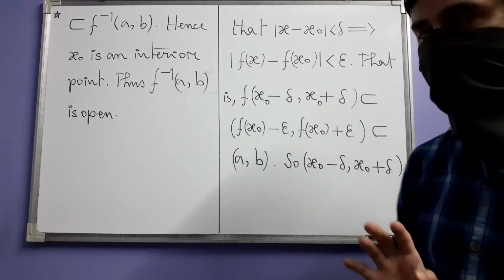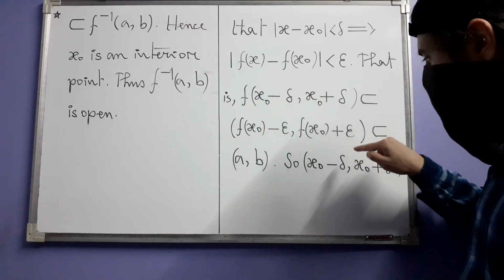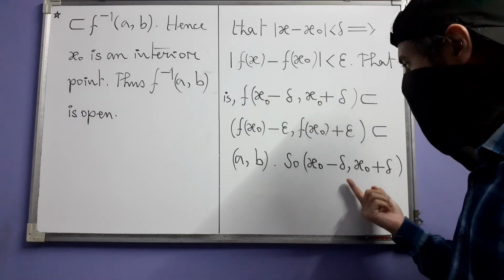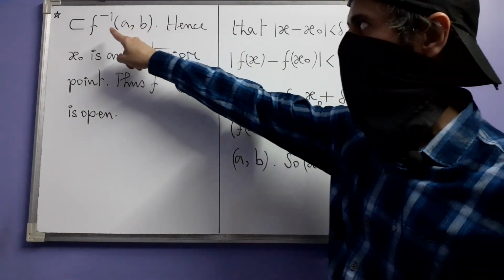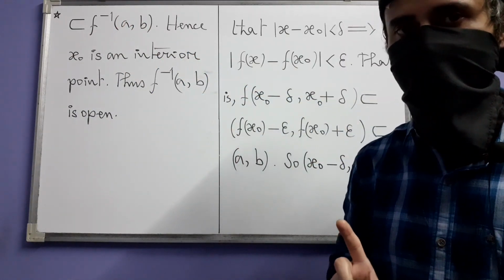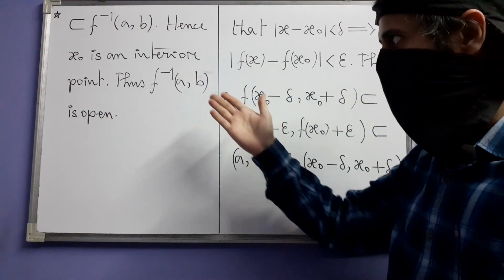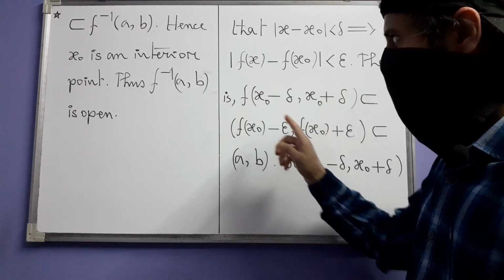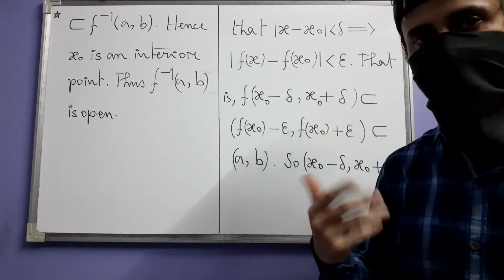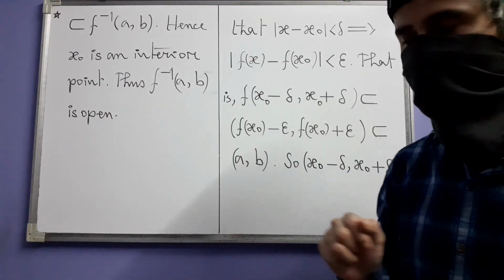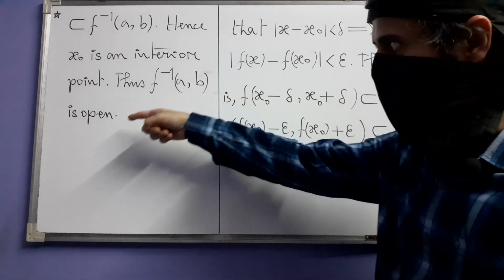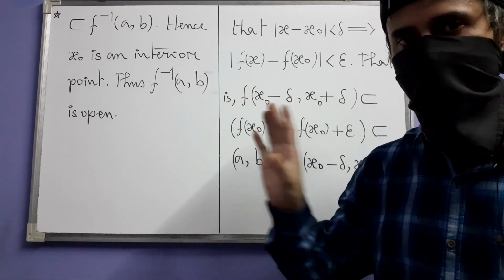But what does that mean? It means that we have found an open interval containing x0 which is itself contained in this set. So that means x0 is an interior point of f inverse of (a, b). But it was chosen as any point from that inverse image. So every point of this set is an interior point, and that is why this is open. And this is what we wanted to show.